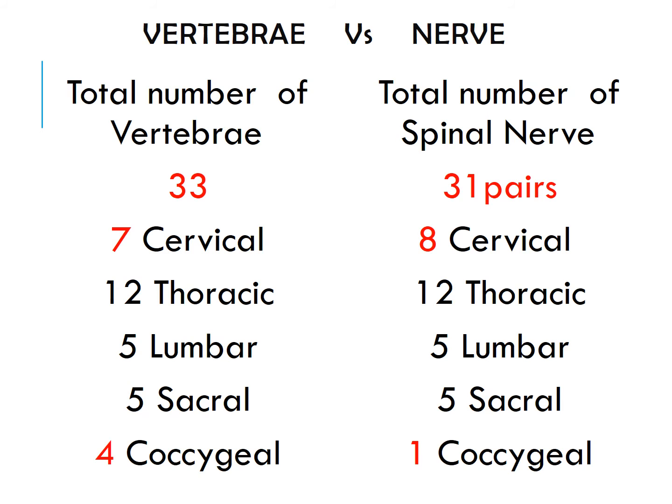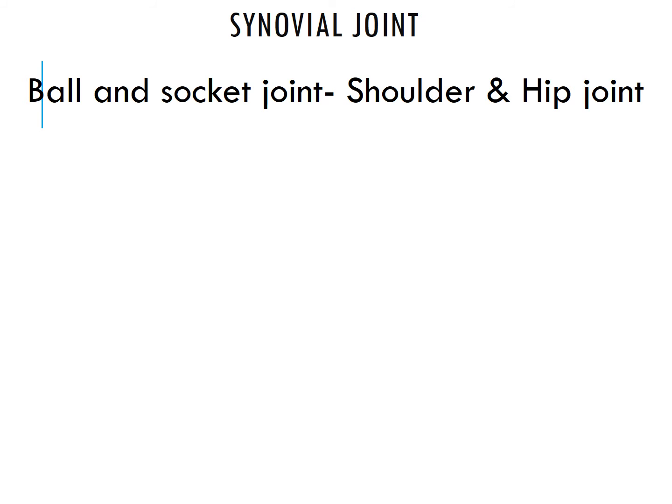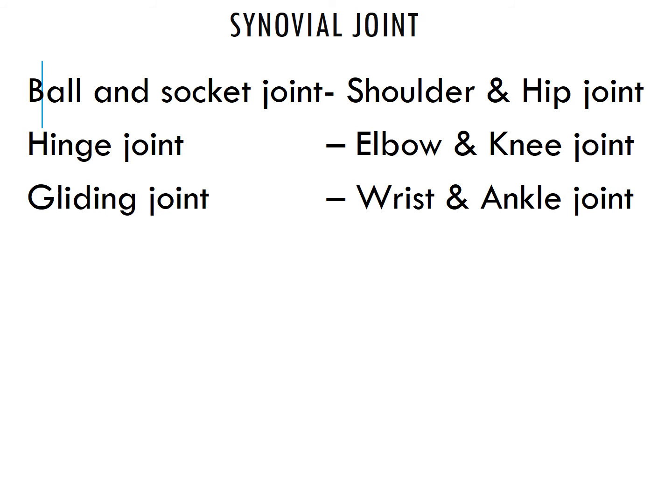So please remember 33 vertebrae and 31 pairs of spinal nerves. Now synovial joint, the most important question is an example of a ball and socket joint. Example is shoulder and hip joint. Now the next question: an example of a hinge joint is elbow and the knee joint. Example of a gliding joint is wrist and the ankle joint.